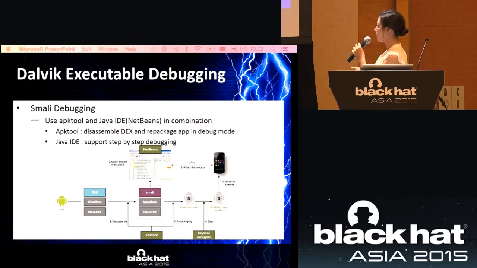So now the analyst has a modified application which has the debuggable flag set to true. They also need to sign the application with keytool and jarsigner, and install the application on the smartphone. Then the analyst executes the application on the smartphone, and by using NetBeans, the analyst can connect to the process which is already running on the smartphone, by putting in some debugging settings like the JDWP host and port settings.